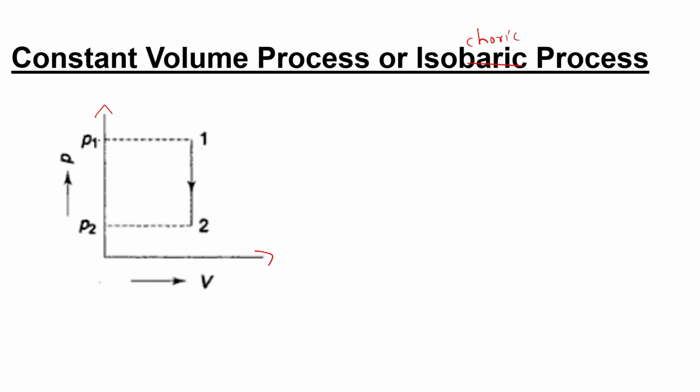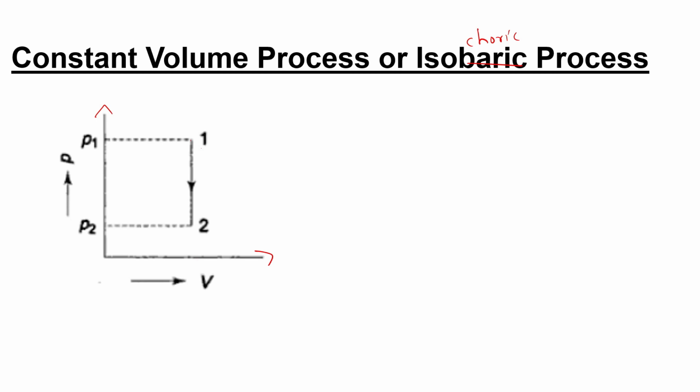So initially its pressure was P1. Now it moves to state 2. Its pressure is P2. Now its pressure becomes P2. So this is how you show a constant volume process in a PV diagram. Here you can see that volume remains constant throughout. There is no change in volume.